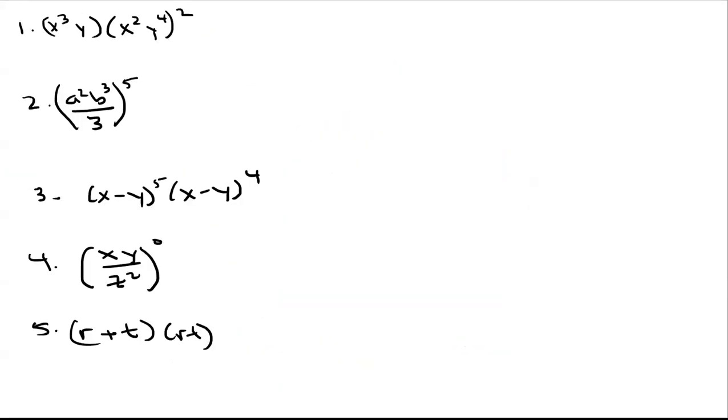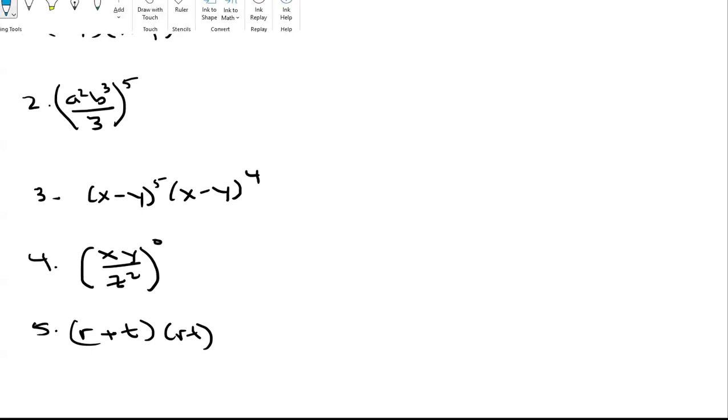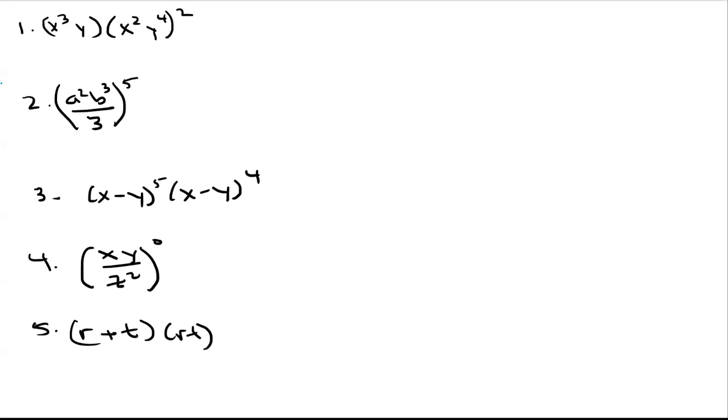All right, so the first one, what do we have here? So what we want to do is we want to distribute that power too, right? So this, again, that only works because these are being multiplied. If it's addition or subtraction in the middle, we can't do this, okay? But it's being multiplied, so I can distribute that 2 here.